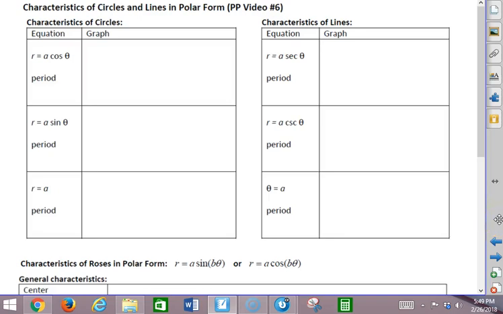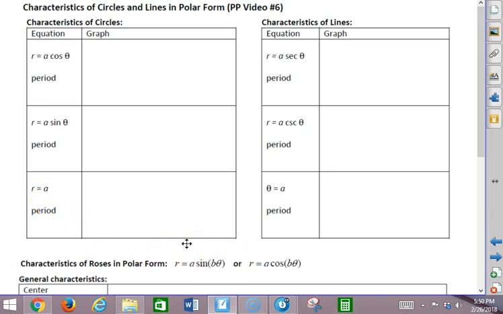All right, let's summarize what we've learned about the characteristics of circles, lines, and roses in polar form, all in this handy-dandy chart to help you keep things organized. So here we have our three different equations of circles. R equals A cosine theta, R equals A sine theta, and R equals A.